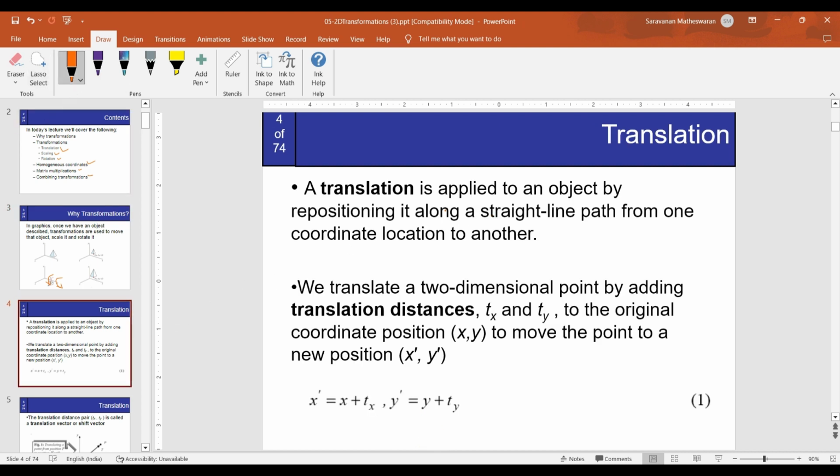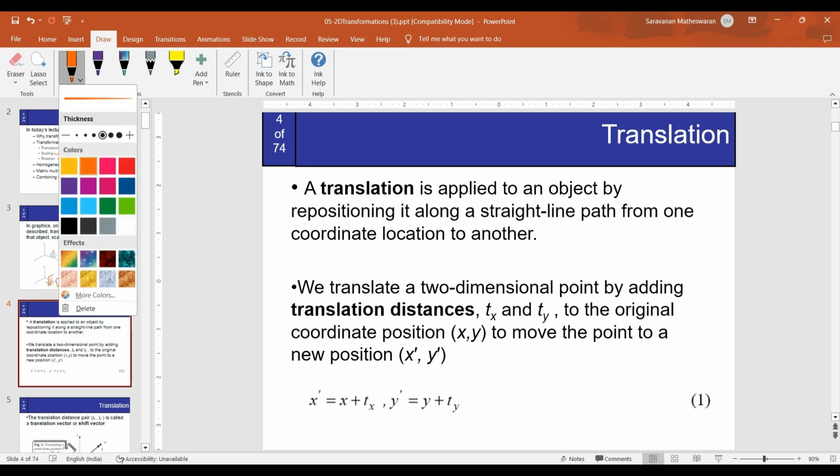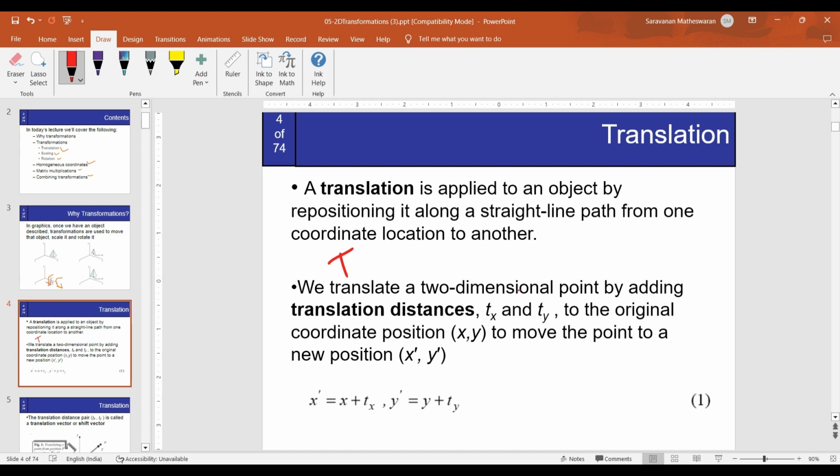Translation is repositioning an object along a straight-line path from one coordinate to another coordinate. We always say translate, with T. We have two coordinates, x comma y, so we call it t of x comma t of y. The original coordinate is represented by x, y, the moving point. The new position is represented by x dash and y dash, along with t.